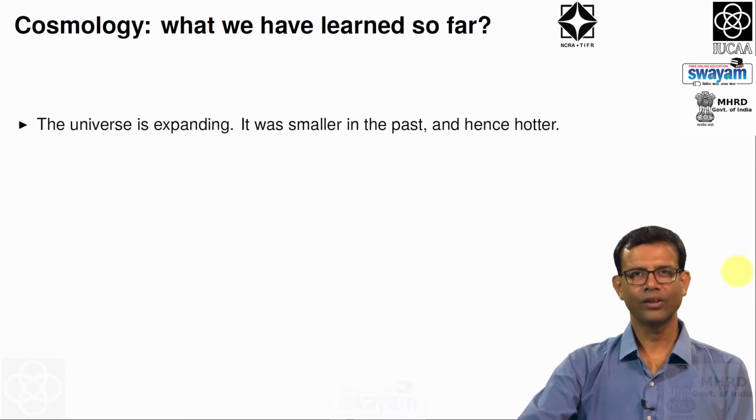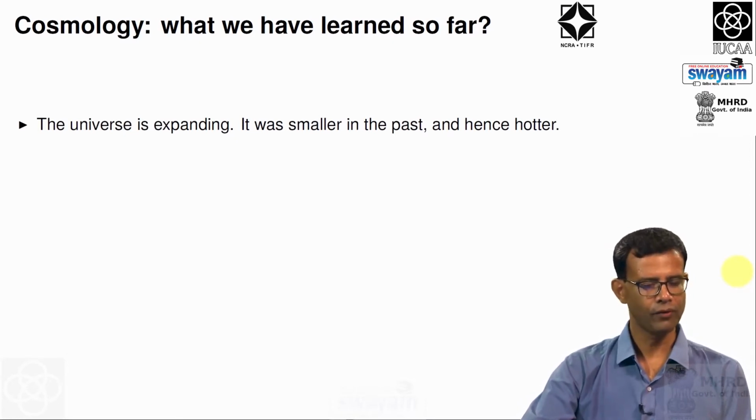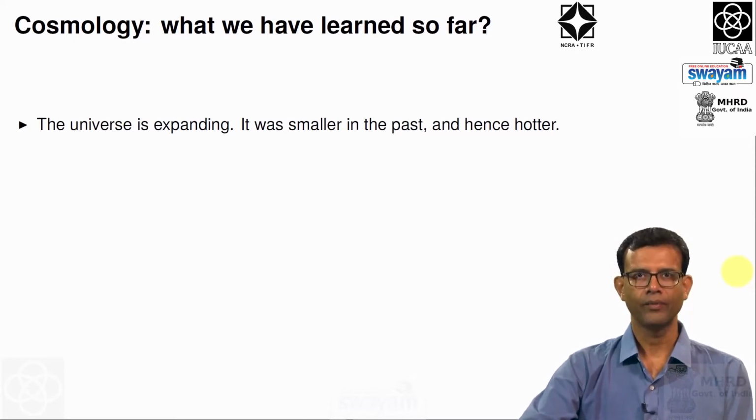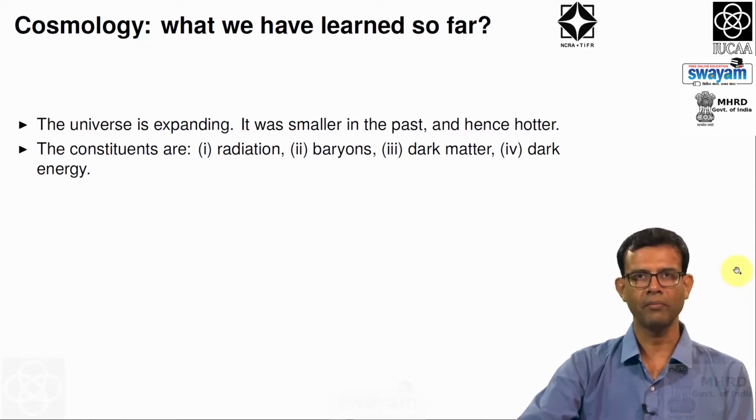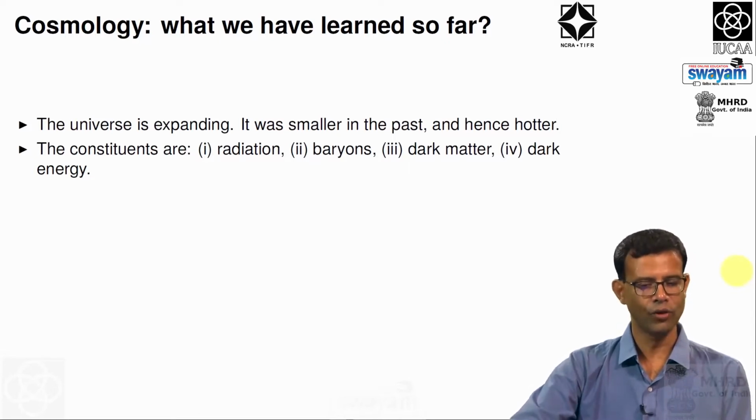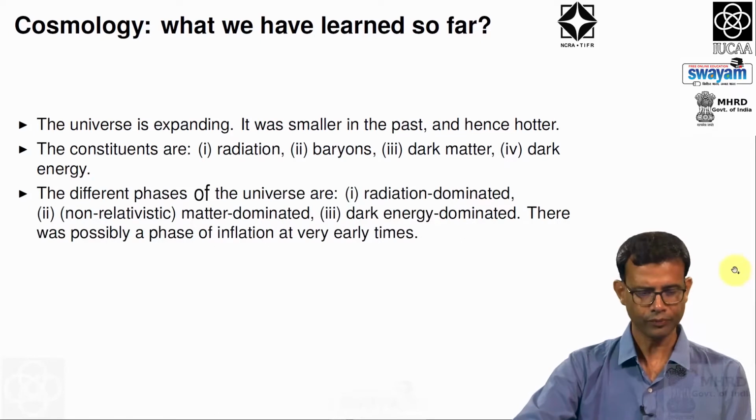So, let us quickly summarize what we have learned so far in the first three lectures. We now know that the universe is expanding. It was clearly smaller in the past and hence hotter, the temperatures were higher. We also have discussed that the constituents of our universe are mostly radiation, the baryons, the normal matter, the cold dark matter which is also non-relativistic, and dark energy which we have no idea about.